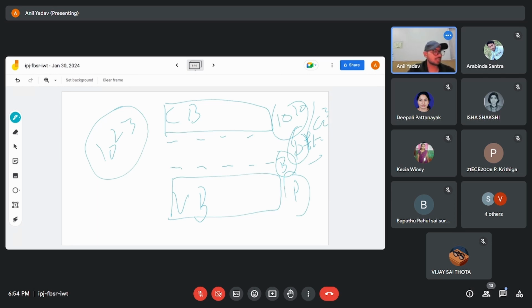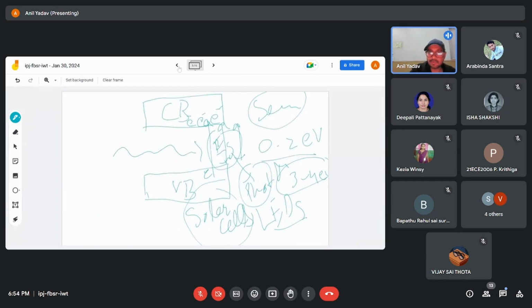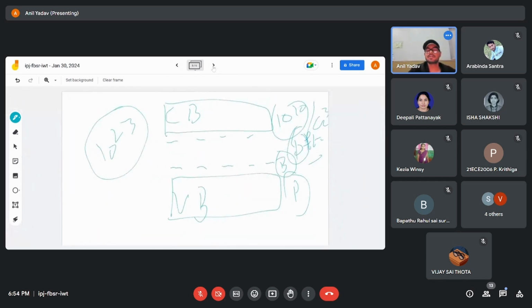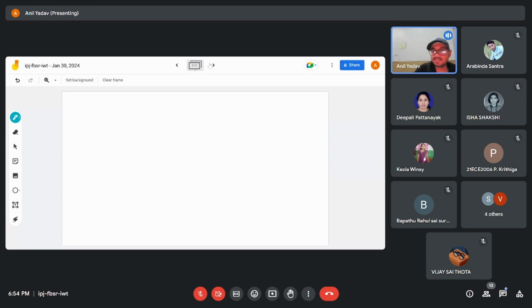Okay, another thing I was telling in the previous slide, I don't know what more to tell. Do you have any doubts with this? So we can tune the conductivity with the doping.